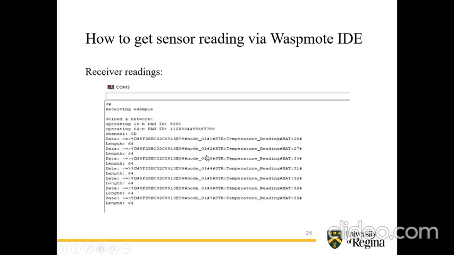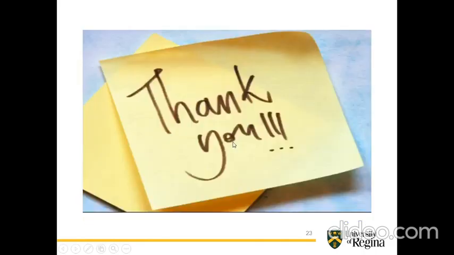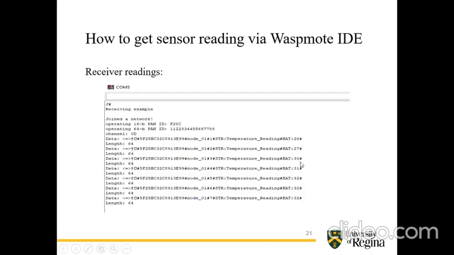And this one is the screenshot of the receiving end, showing how the other Waspmote receives the readings. So here is the temperature reading 26. This one is the screenshot of the receiver's end. And here are some other parameters, like the length of the data, that we need to set in the Waspmote configurations.